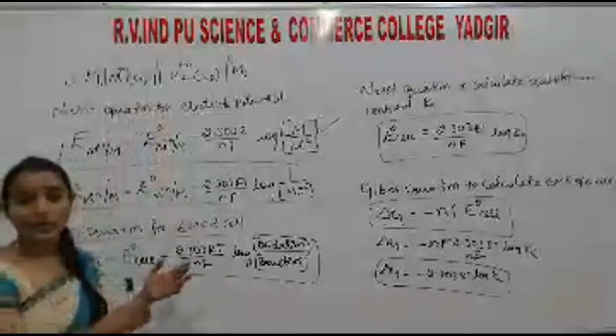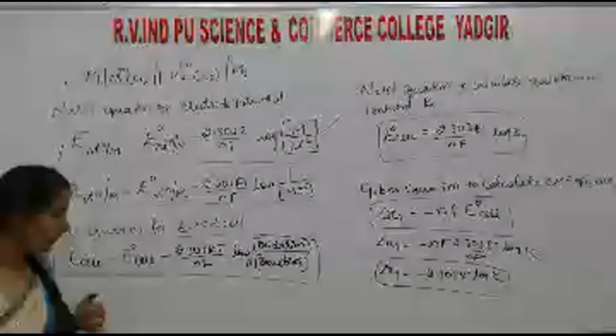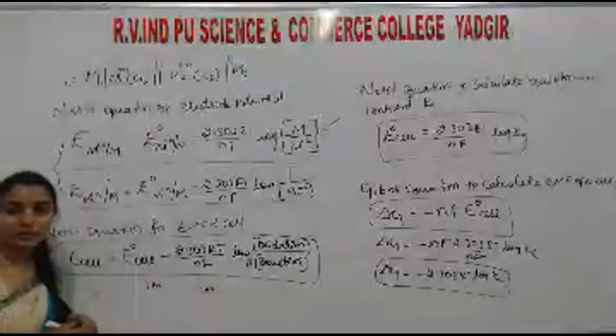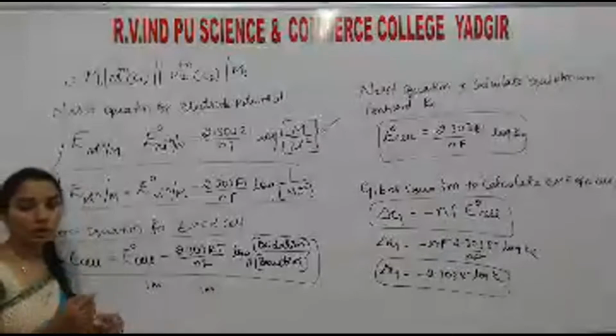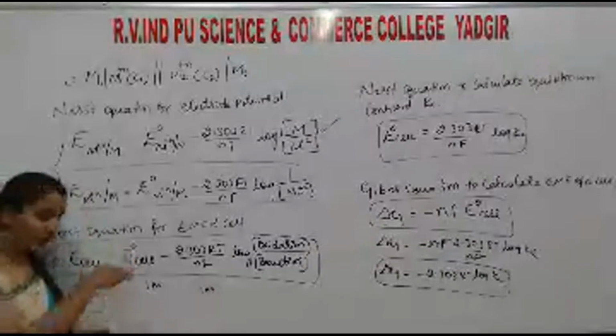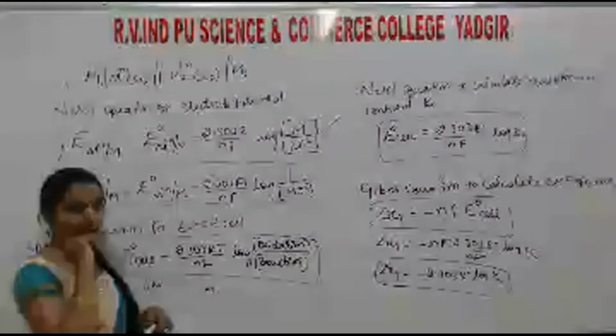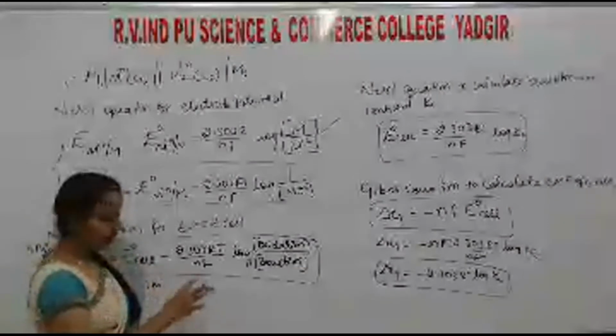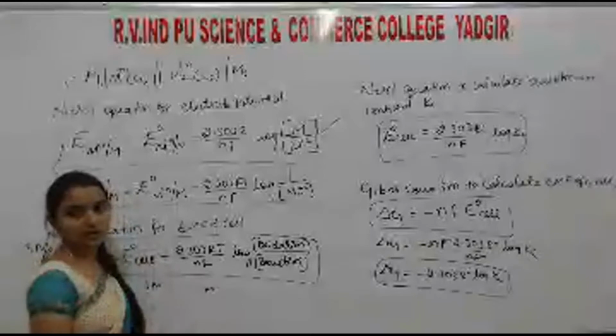Now before, in the Daniell cell, I said both 1 molar, correct? 1 molar zinc sulfate solution, 1 molar copper sulfate solution. Or before, for SHE also I said H+ concentration must be 1 molar. Each and every electrolyte must be of the same concentration.